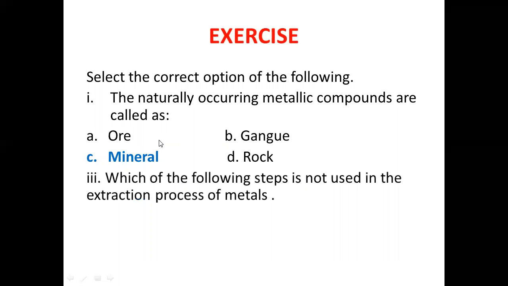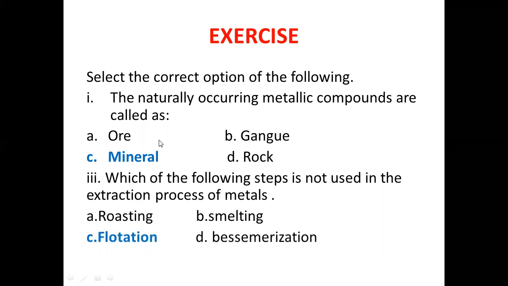Number 3: which of the following steps is not used in the extraction process of metal? Roasting, smelting, and calcination are the extraction processes of metal, except flotation. Froth flotation is the method of concentration, not of the extraction of metal. So flotation is the correct option.